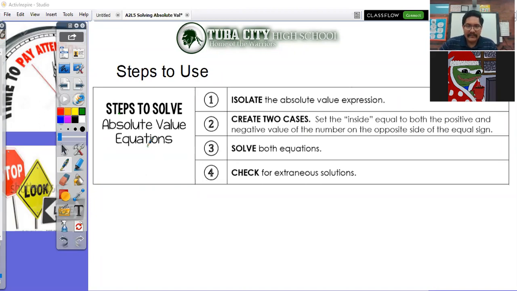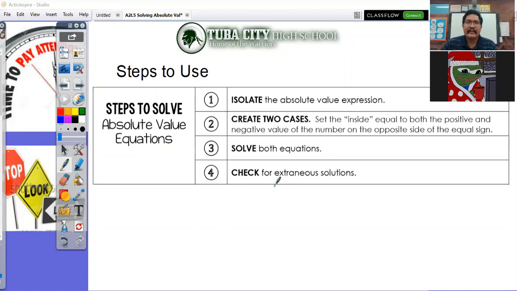So isolate that first. And then create 2 cases. Make sure that you have one that is a positive, what we call the positive case, and the other one is what we call the negative case. Now, this basically means change the sign of everything on the outside. There's another way you could do it, but I think this one is definitely the easier way of doing this. It'll make more sense once we start getting into the examples. And then solve both equations and check for extraneous solutions.